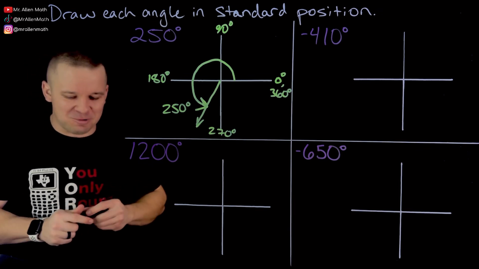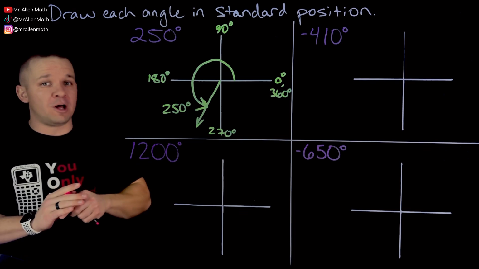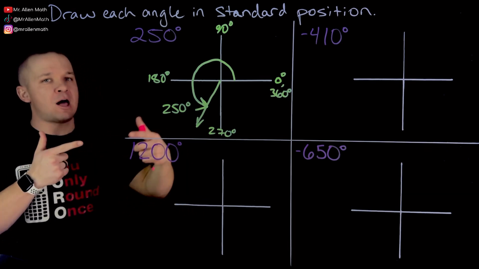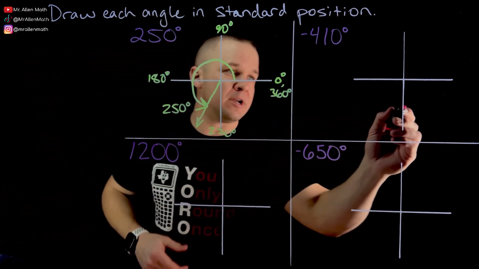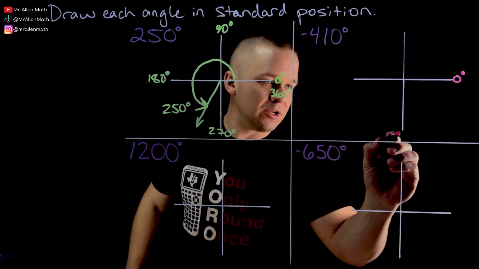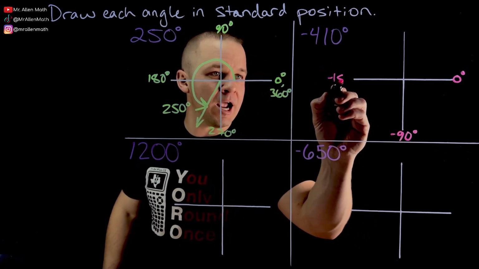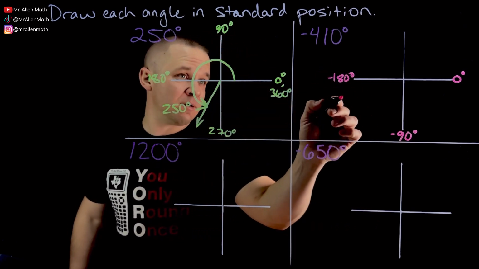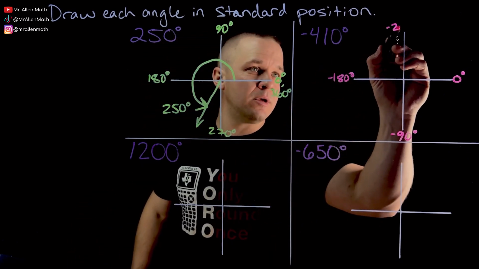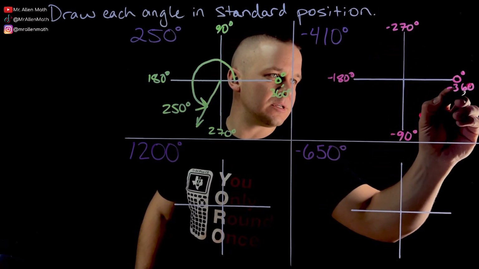All right, next one. Negative 410 degrees. Well, if it's negative, I'm going to write out the degrees again on this one. When we're going negative, we still start out with 0, but then we have to go down as we rotate. So negative 90 going down, then negative 180. So the 180s are the same. Then negative 270 is up here, and then this is negative 360 degrees.